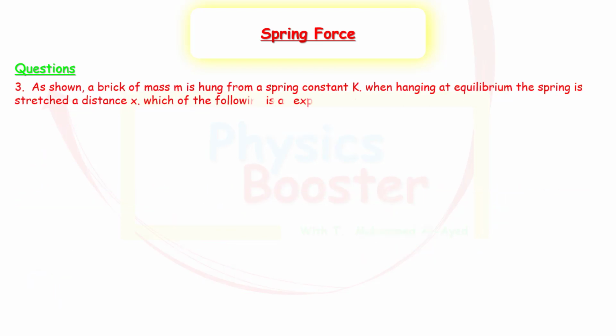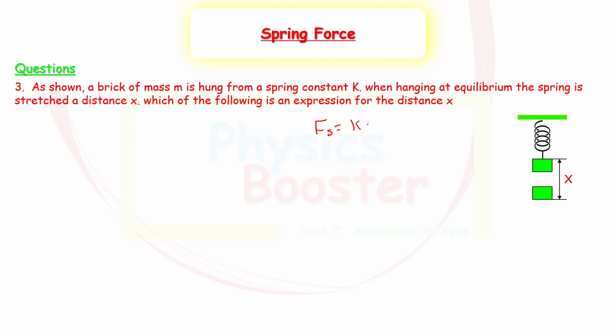It says here that as shown, a brick of mass M is hung from a spring that has a constant K. When hanging at equilibrium, in other words, it's not moving, the spring is stretched a distance x. Which of the following is the expression that gives me the distance x? Well, again, I know that Fs is equal to K multiplied by delta L. Now he's saying that the distance, he's calling it x, so delta L, or in other words x, is going to be equal to Fs divided by K.